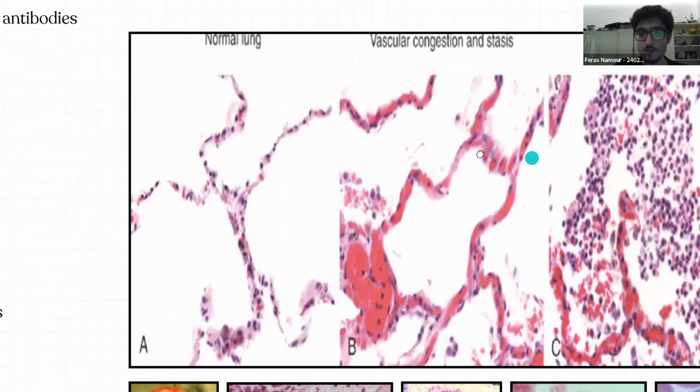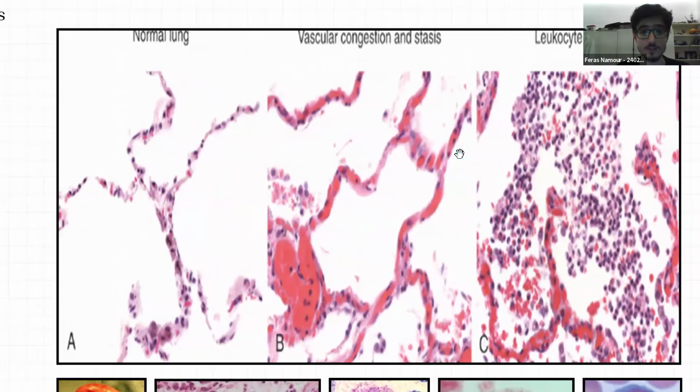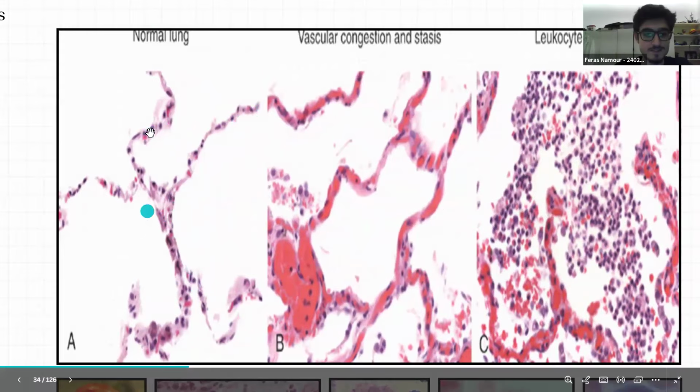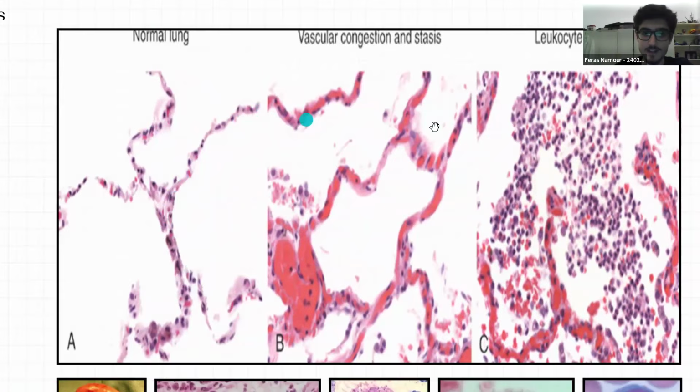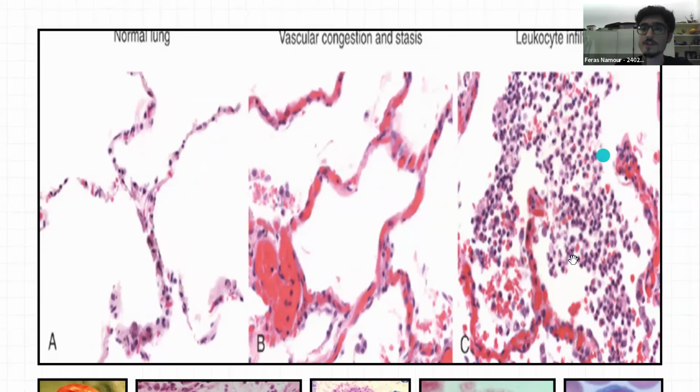Now let's look at some acute inflammation morphological changes. Over here, I have my normal lung tissue, capillary wall, alveolar wall, squamous cells. Life is good. What's going on here? I have vascular congestion, everything. And whoa, I have leukocytes now. Okay, and there's a lot of them. So this is acute inflammation. Maybe due to an infection, maybe due to bronchitis, pneumonia, whatever.